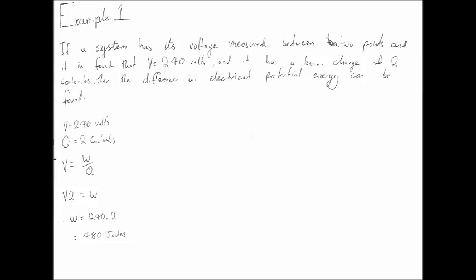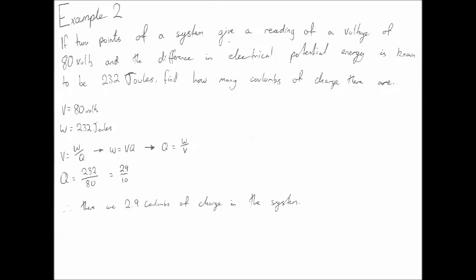Now, the electrical potential energy can be found. Writing down the variables that V is equal to 240 and Q is equal to 2. Then we can sub this into the formula that V is equal to W over Q. Rearranging this by timesing both sides through by Q, we find that W is equal to V times Q. Subbing in that V is equal to 240 and Q equals 2, we find that the electrical potential energy is 480 joules.